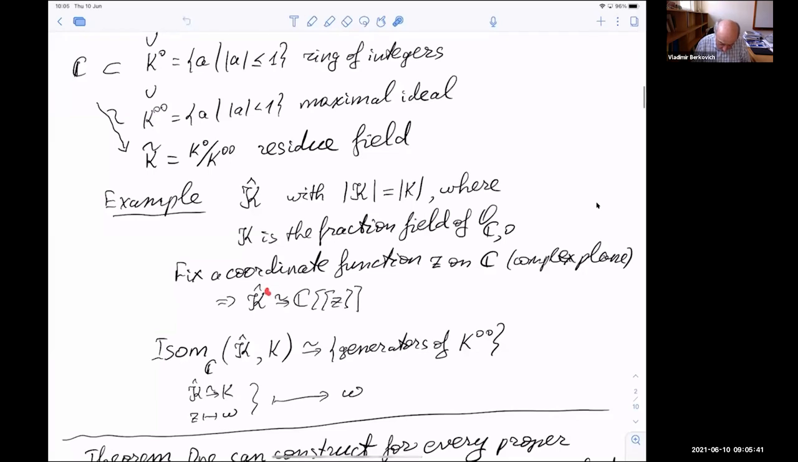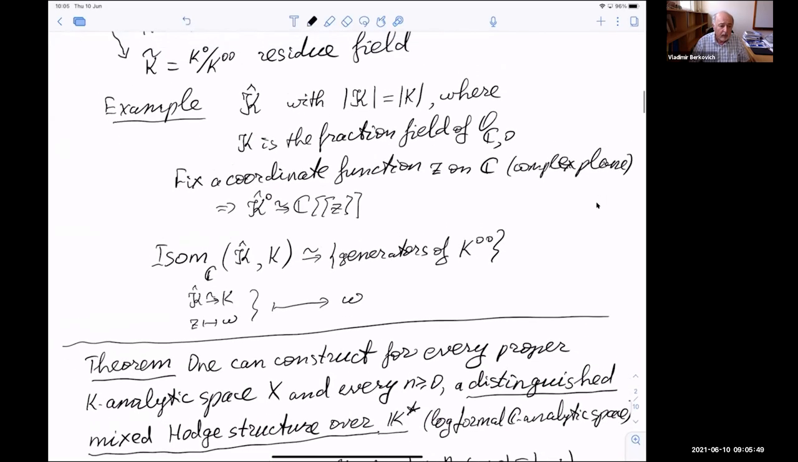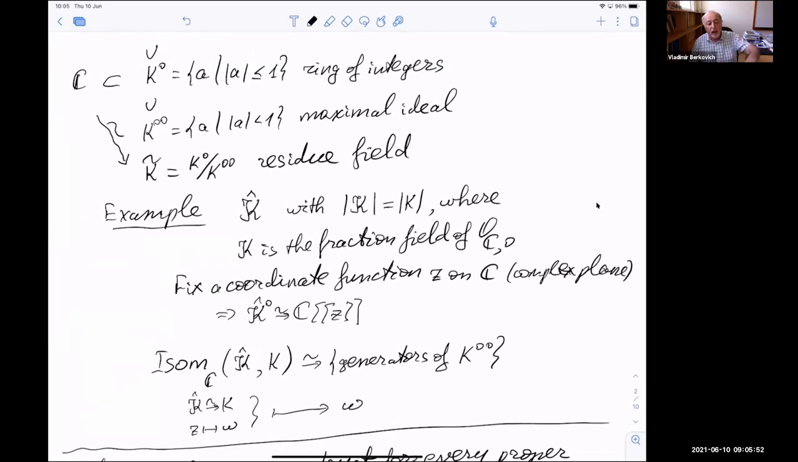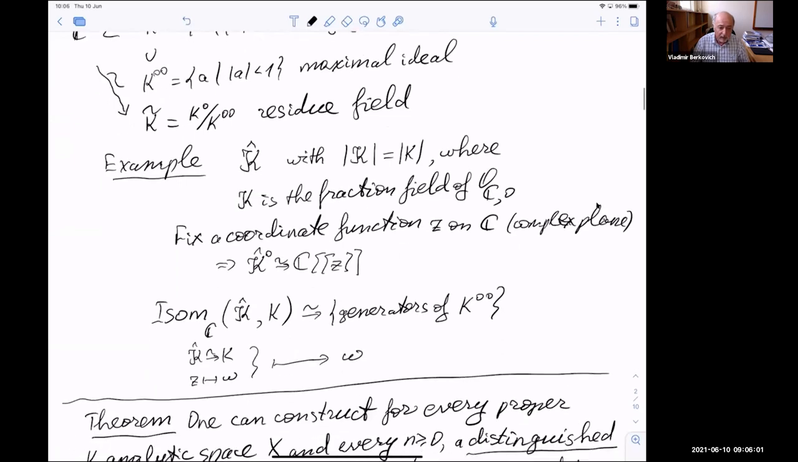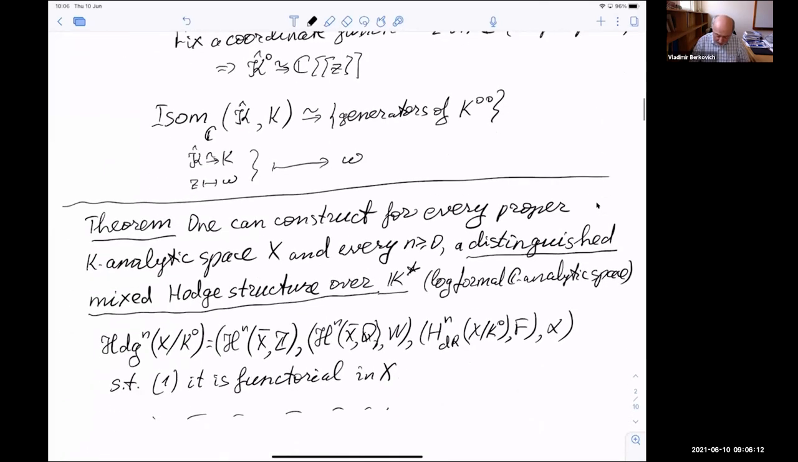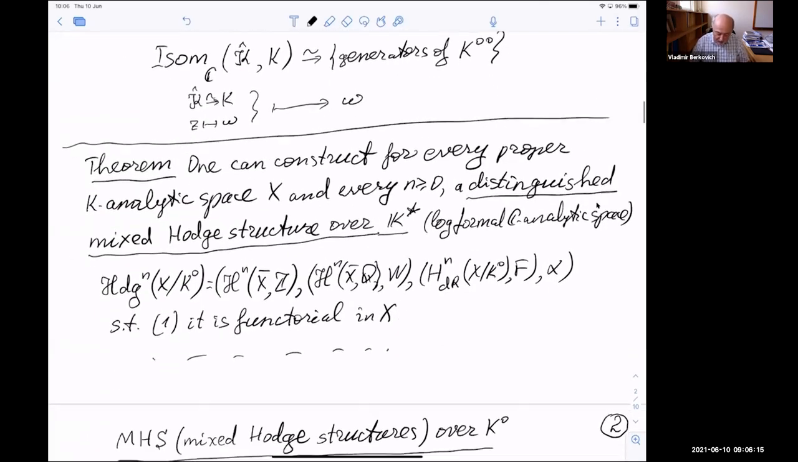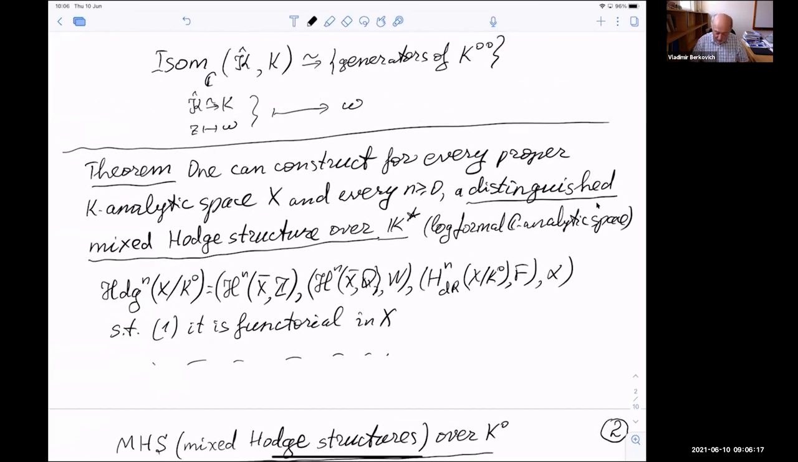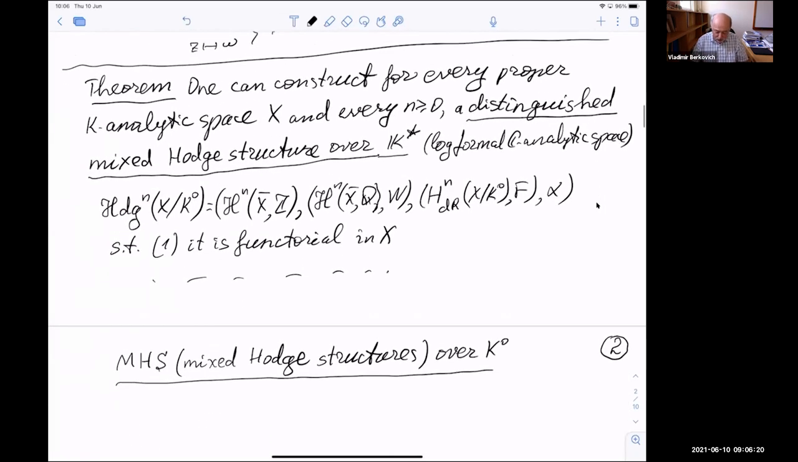K hat is not isomorphic to the ring of formal power series. Okay, but in fact, the set of isomorphisms between K hat and our field K corresponds to generators of the maximal ideal. And so many things depend on the choice of a generator of the maximal ideal. And so what I'll tell about is how one can place it in some good picture.